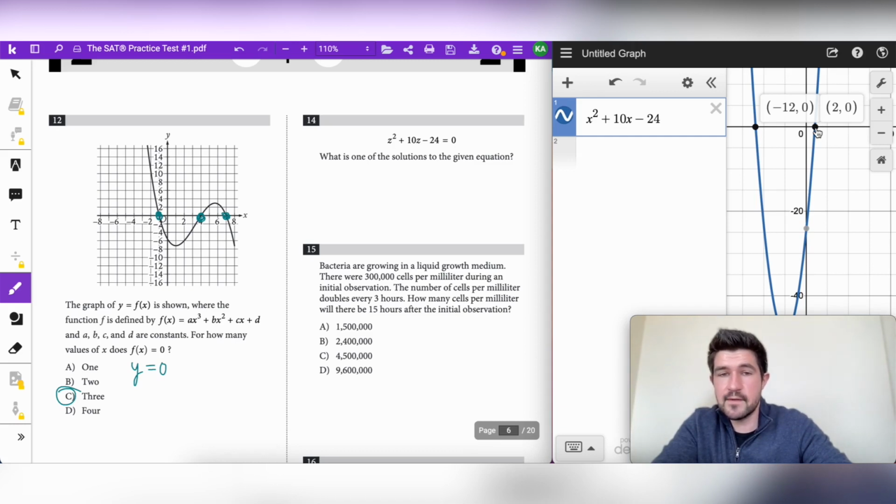You could pick either one of those for the answer. If you put -12, you'll get it right. If you put 2, you'll get it right. They just want one of those. How about number 15?